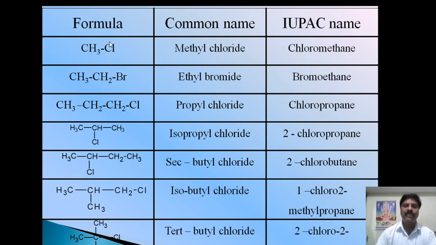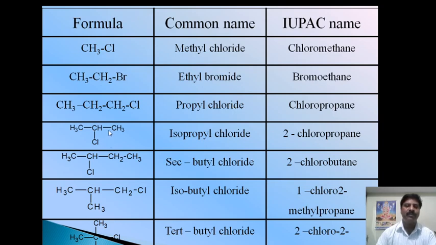You have to prefix the halogen group before the name of the alkane. Therefore, chloromethane. This is one carbon atom, therefore methane, and chlorine will be there, therefore it is called chloro. Chloromethane is the IUPAC name of this compound. The second one is ethyl bromide. Ethyl bromide is the common name, and bromoethane is the IUPAC name. Similarly, propyl chloride, and chloropropane is the IUPAC name.